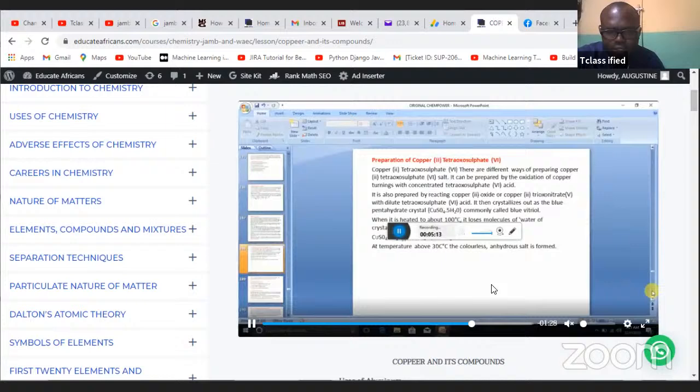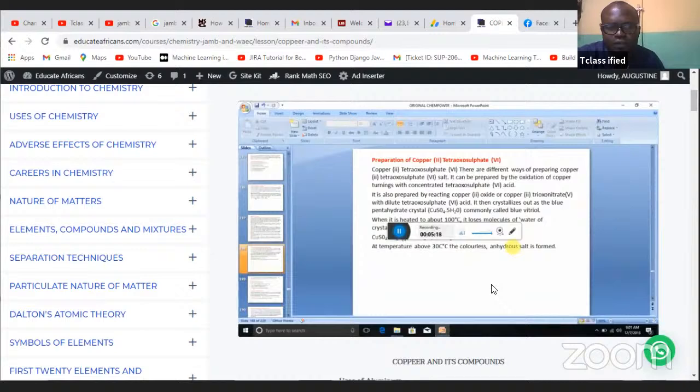Okay. Now, preparation of copper(II) sulfate, which is another sulfate. There are different ways of preparing copper(II) sulfate salts. It can be prepared by the oxidation of copper with concentrated tetraoxosulfate(VI) acid.